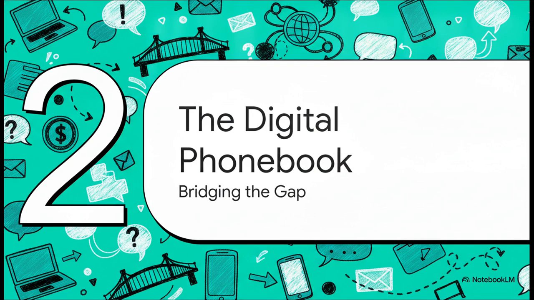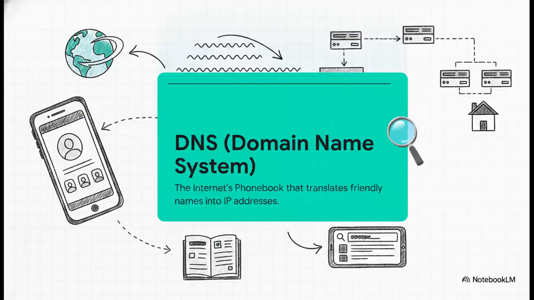Which brings us to Section 2, the digital phone book, Bridging the Gap. Enter DNS, or the Domain Name System. You can think of this as the absolute backbone of web navigation. Simply put, DNS is the internet's phone book. It's the vital system that translates those human-friendly names we use into the computer-friendly IP addresses that the machines actually require.